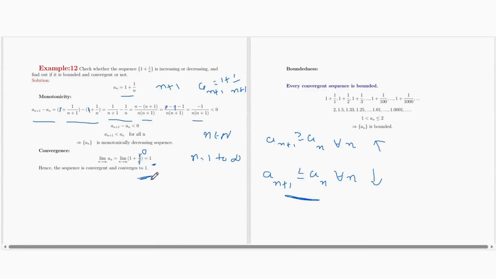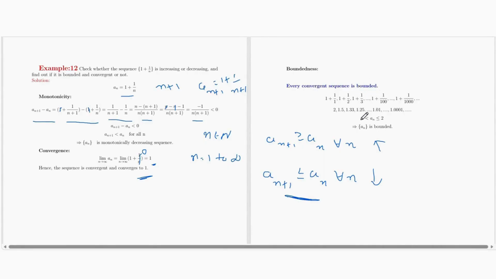Now next, check whether the given sequence is bounded or not. For this, recall one result. In the previous lecture we already discussed that every convergent sequence is a bounded sequence. Here we already derived that this sequence is convergent, so obviously from this result this sequence is a bounded sequence. But now let's check what the upper bound and lower bound of this sequence are.